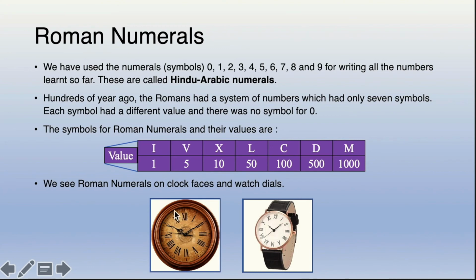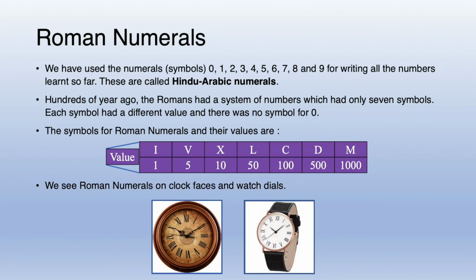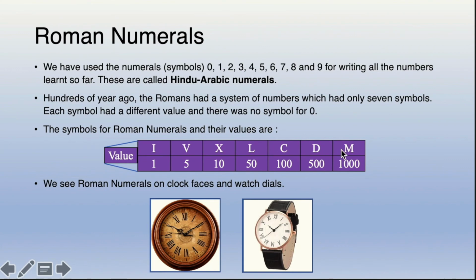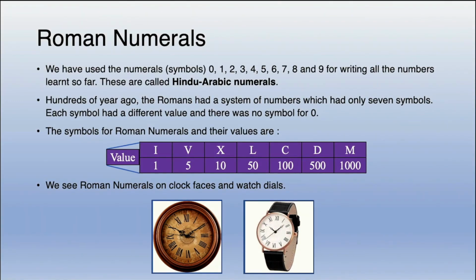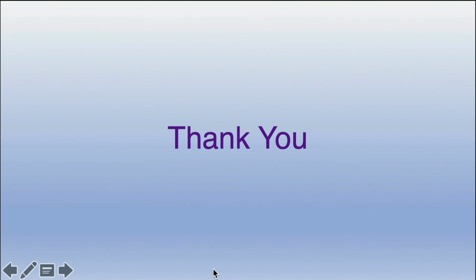Now, see over here, you must have seen clocks and watches having, instead of the numbers with digits, these Roman numerals on the watch dial and the clock face. So over here at the place of number 1 we have the letter I, and over here at the place of number 10 we have X. So all the Roman numerals are formed using these 7 basic symbols only. So with this we come to the end of the PPT.